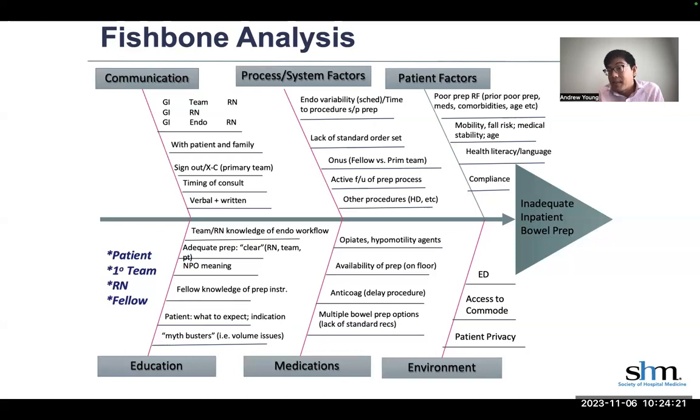Maybe there's a lack of standard recommendations, and then environment. Maybe in the ED, it's not happening, or there's not access to the commode, or the patient privacy is an issue. Okay. So again, these are examples.